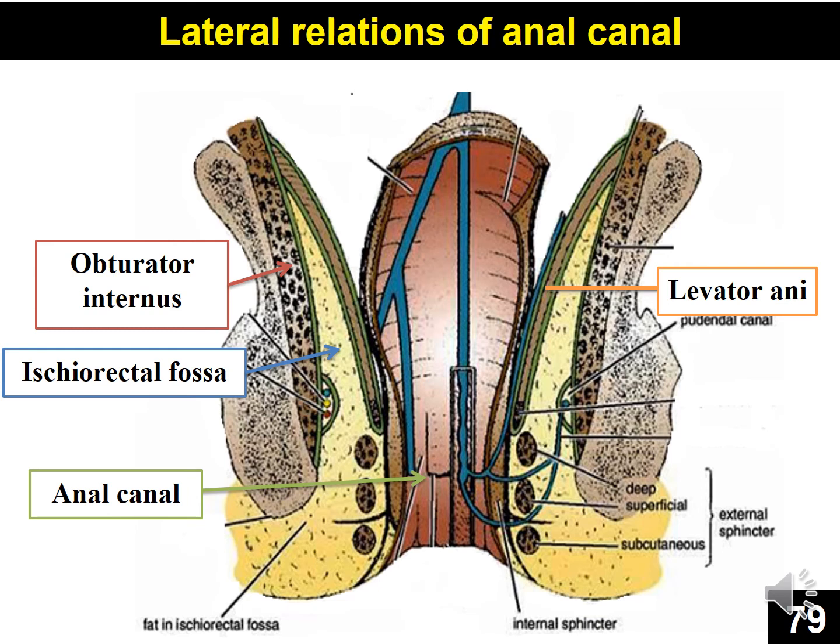Internals that make the lateral wall of that fossa. This fossa, if you see, is filled with the yellow. This yellow is fat, and the purpose of this fossa is that it allows the distension of the anal canal during defecation.